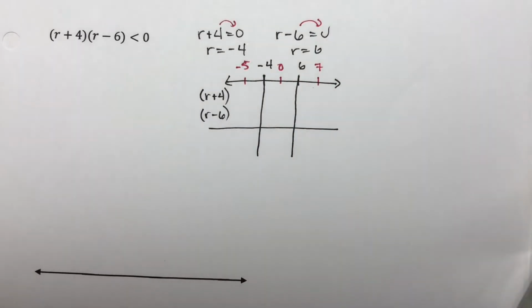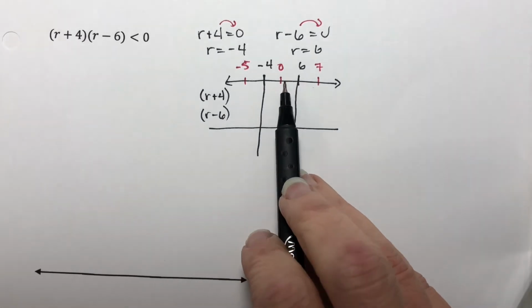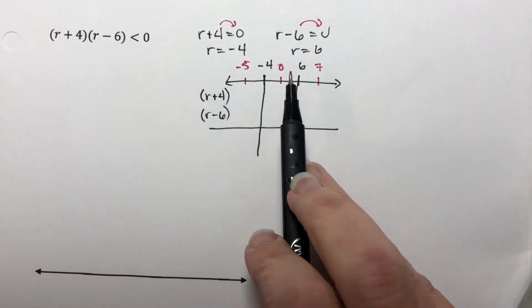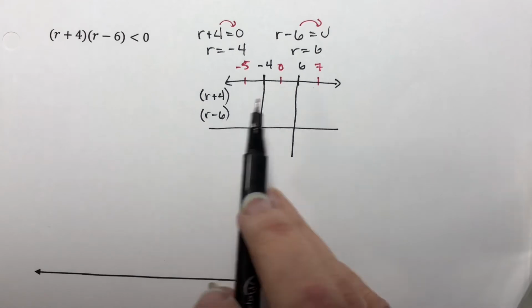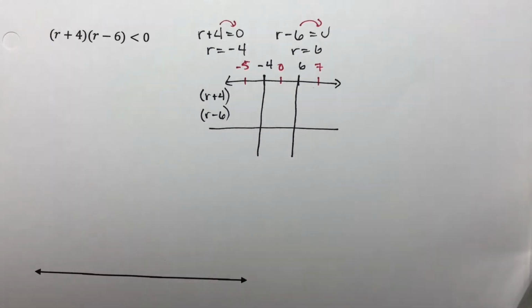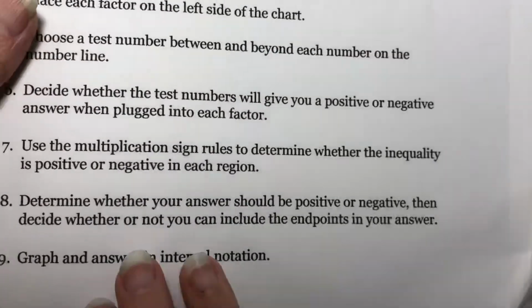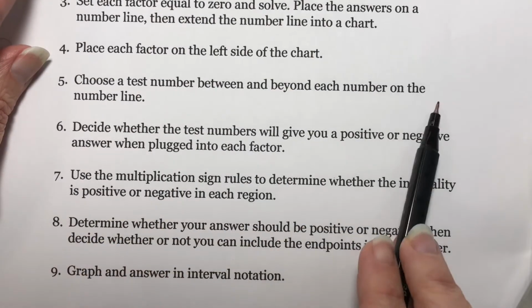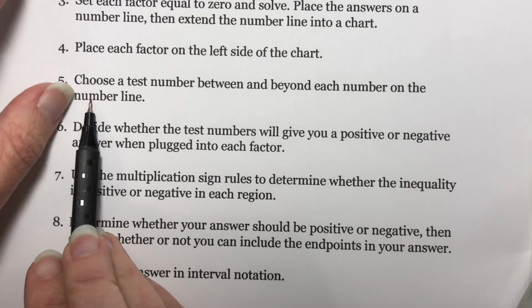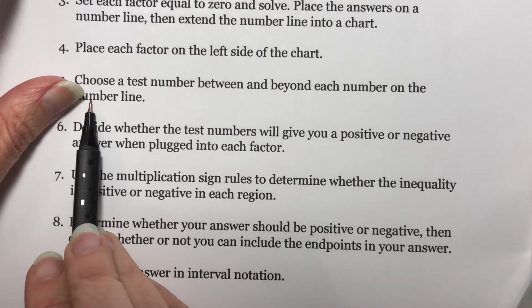You want to choose something that's easy to work with. I could have chosen 1.357 if I wanted to. I could choose 1,493.9 if I wanted to. But realistically, choose something small and easy to work with. Okay, so what we've done is we've chosen a test number between and beyond each number on the number line. We've just picked a number in each little region.